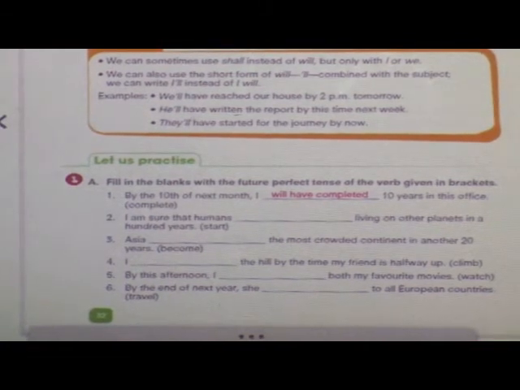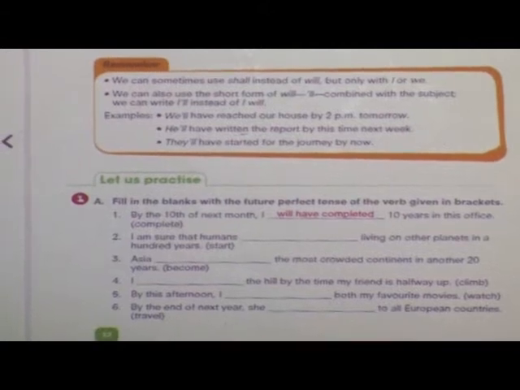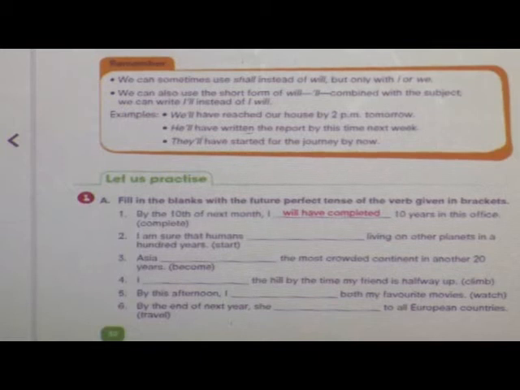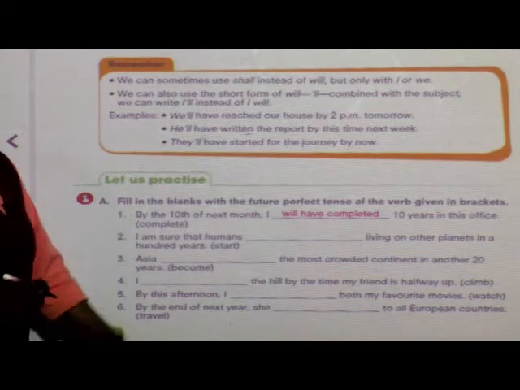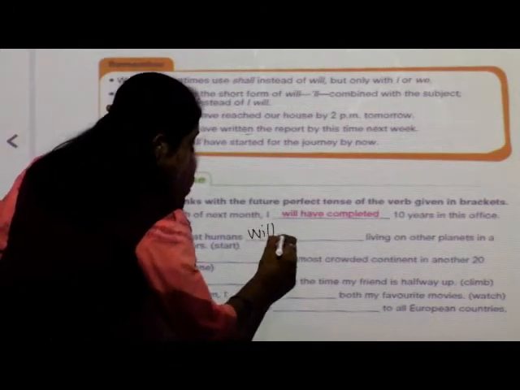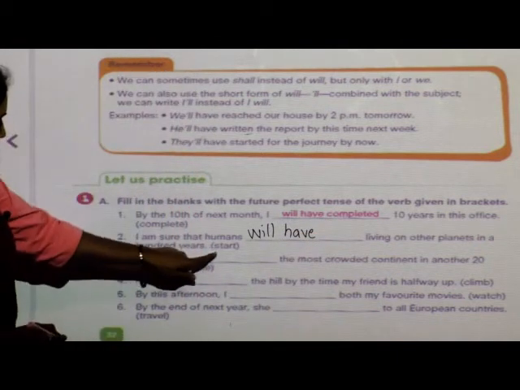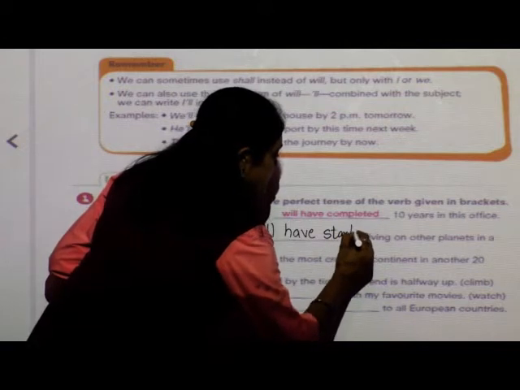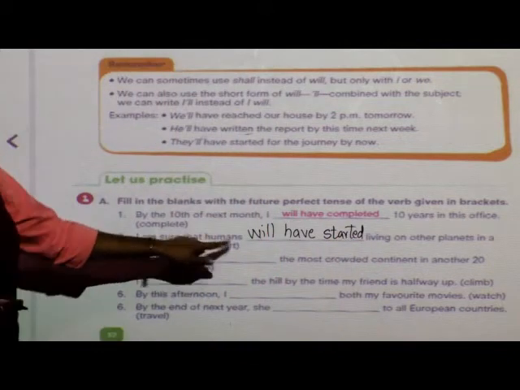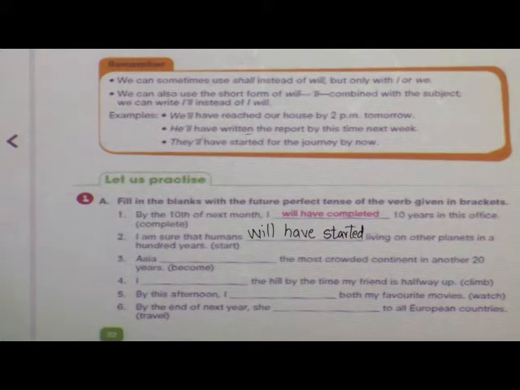Next, I am sure that humans dash living on other planets in 100 years. Now for this sentence, you have to add words to make it a future perfect tense. So which word will I add here? I am sure that humans will have, what is the word in the bracket? Start. So what is the past participle of start? Started. I am sure that humans will have started living on other planets in 100 years.